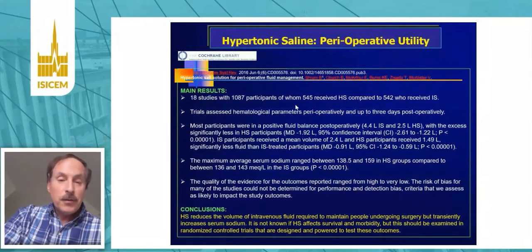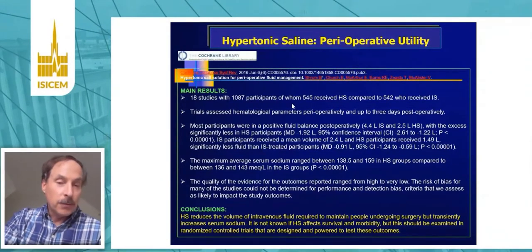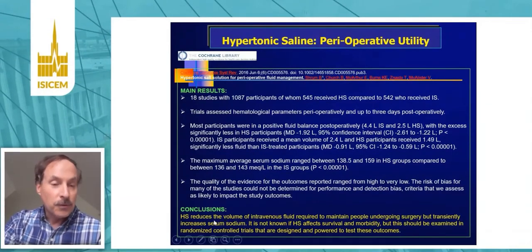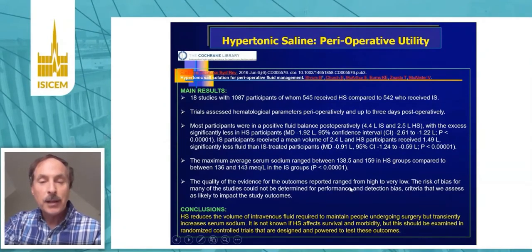In addition to trauma in the field, similar resuscitation has been evaluated in the operating room setting in large blood loss cases, and it has been shown numerous times that hypertonic saline reduces the volume of intravenous fluid required to maintain people undergoing surgery. However, mortality benefit has not really been studied in this population.